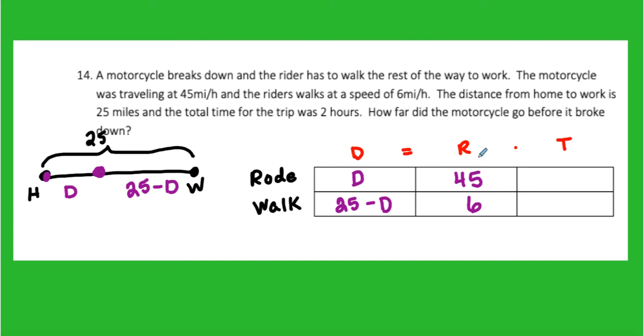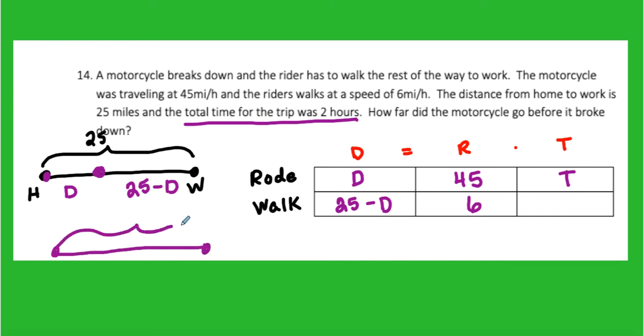All right, so now we've got to talk about the time. It says the total time for the trip was 2 hours. So if he rode T, let's think of it more like a segment again. If his total time was 2 and he rode for a certain amount of time that we call T, then the other time would be 2 minus T. That's what makes this a tricky problem.